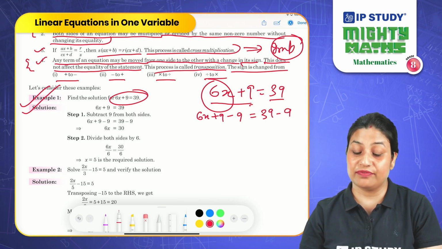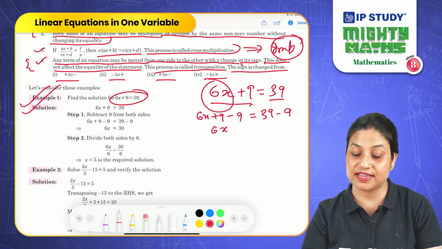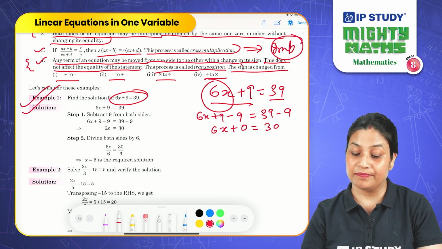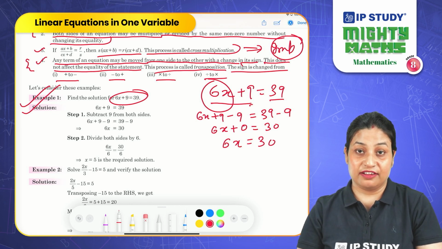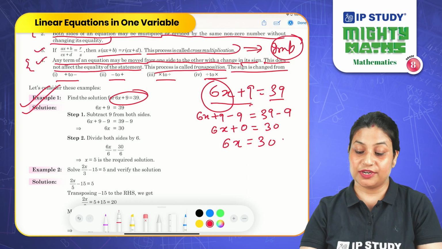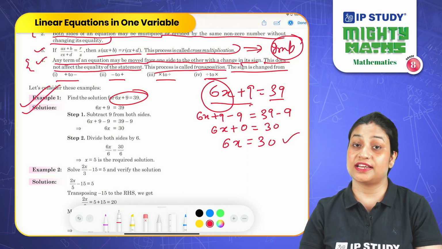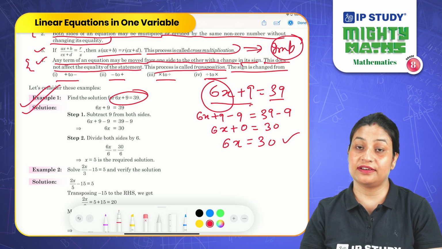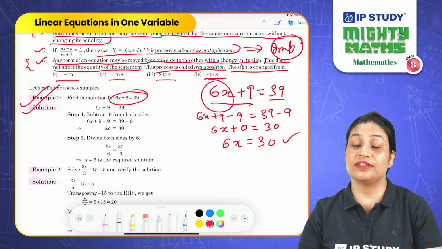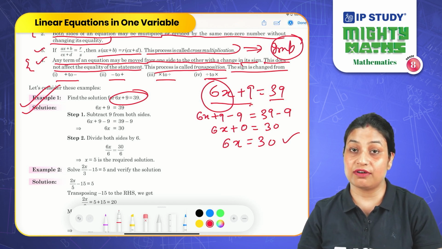So what you are left with? You are left with 6x plus 0 is equals to 30, right? So 6x is equals to 30. Now, we have applied the first rule over here and we got this equation. Next, we will apply the second rule that says that you can divide or multiply number on both the sides without changing the equality of this statement.